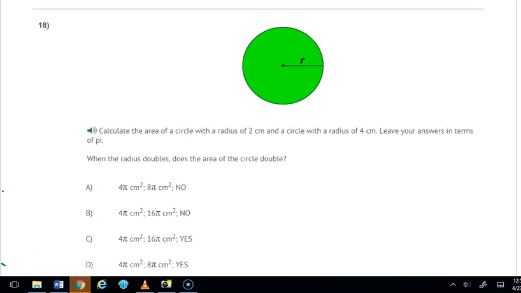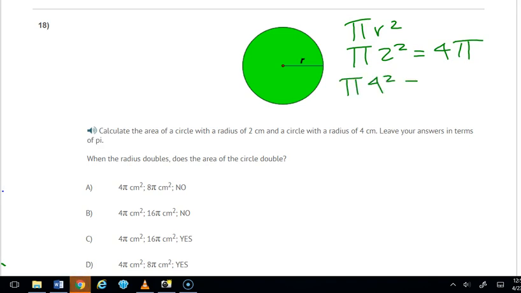Number 18 says, calculate the area of the circle with a radius of 2 centimeters and a circle with a radius of 4 centimeters. Leave your answers in terms of pi. So our formula here is pi r squared. So we're going to do pi times 2 squared, which is equal to 4 pi. And then we're going to do pi times 4 squared, which is equal to 16 pi.